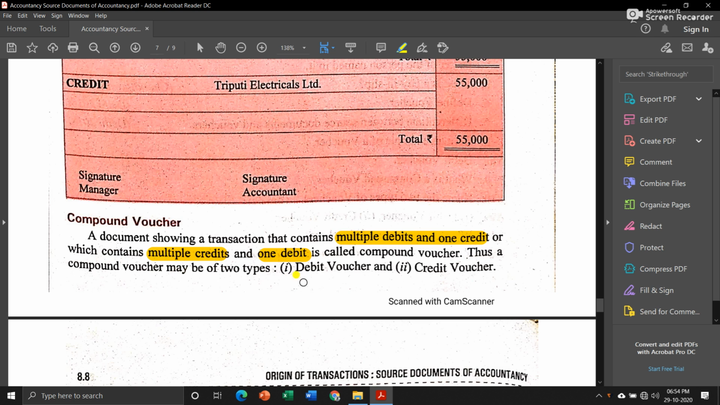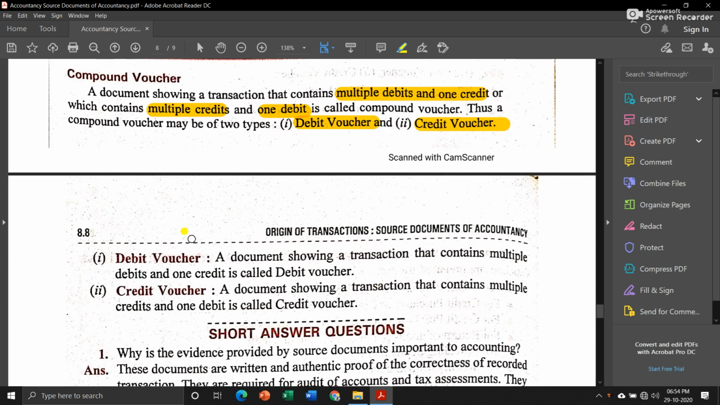Now there are two types of compound voucher. One is the debit voucher and one is the credit voucher. Now let us see what these are. A debit voucher is a document of a transaction that contains multiple debits. Remember, a debit voucher has multiple debits and only one credit, and a credit voucher is nothing but multiple credits and one debit. This is known as a compound voucher.